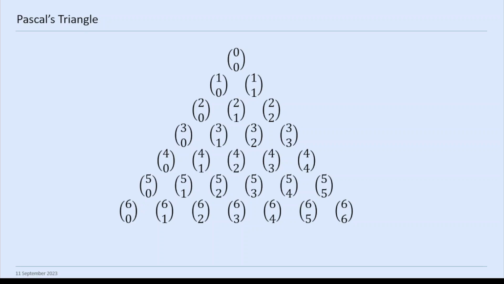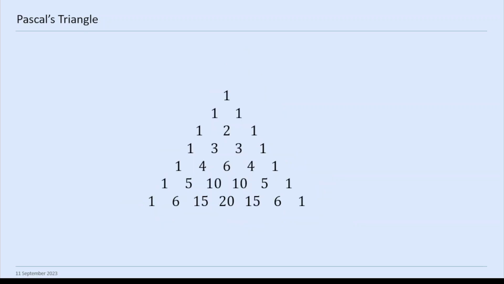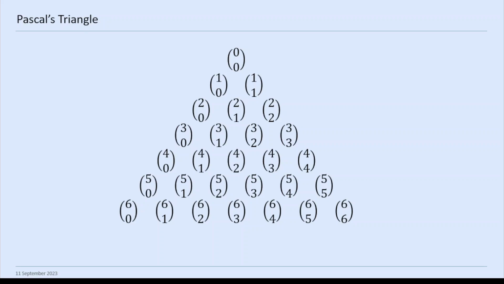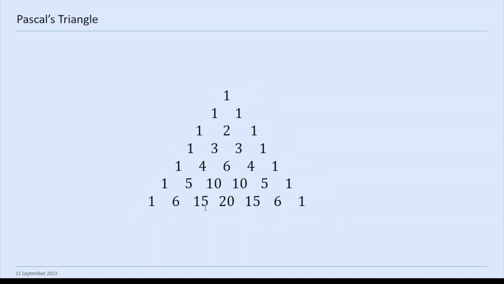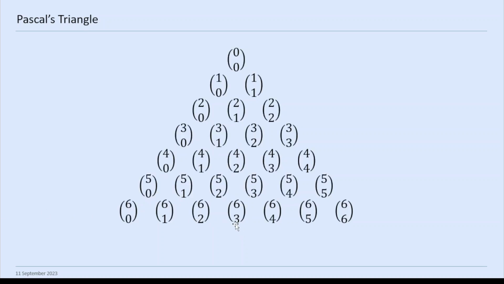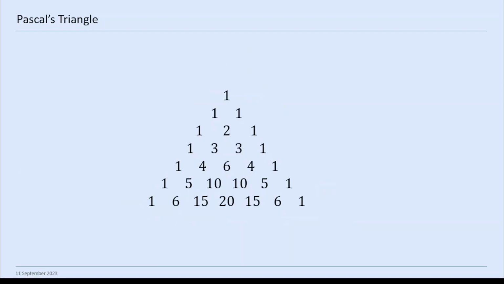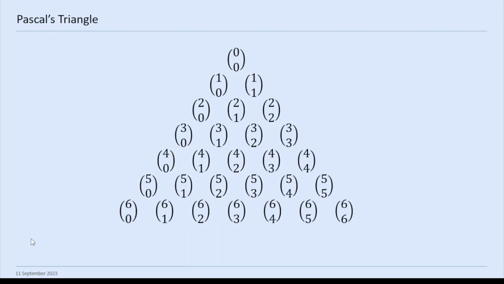Just for example, this is choosing 2 from 5, which is 10. This is choosing 2 from 6, which is 15. This is choosing 3 from 6, which is 6 factorial over 3 factorial times 3 factorial, which is 20. So basically, this is what's really going on in Pascal's triangle. It's all the different ways of saying choosing R from N.